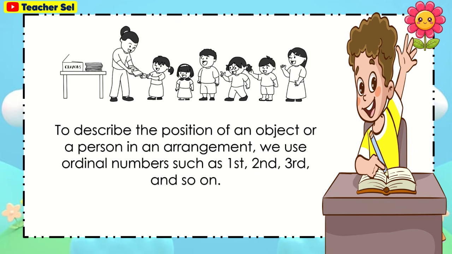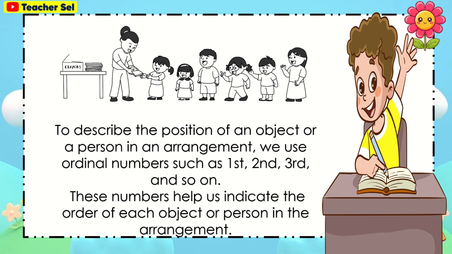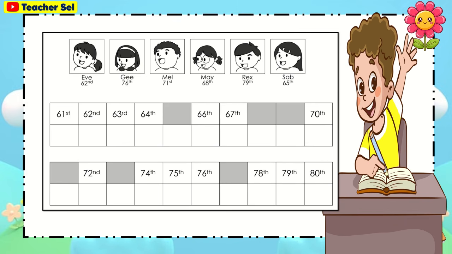To describe the position of an object or a person in an arrangement, we use ordinal numbers such as first, second, third, and so on. These numbers help us indicate the order of each object or person in the arrangement. Complete the illustration.